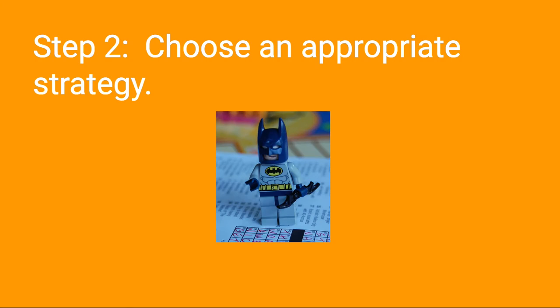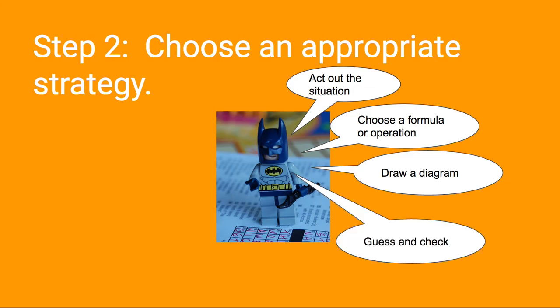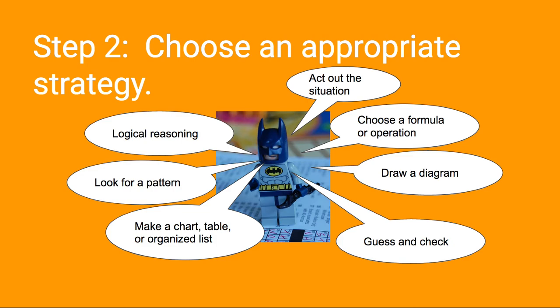Step 2, we'll choose an appropriate strategy for solving the problem. We have lots of problem-solving strategies available to us, but here are a few. Act out the situation, either in person or use tokens or game pieces or toys. I use toys a lot, as you can tell. Choose a formula or operation. Maybe draw a diagram. Guess and check can be a problem-solving strategy. That can be okay. You could make a chart or a table or an organized list. Looking for patterns is a powerful problem-solving strategy, as is logical reasoning, and sometimes we can work backward to get to an answer or a solution.